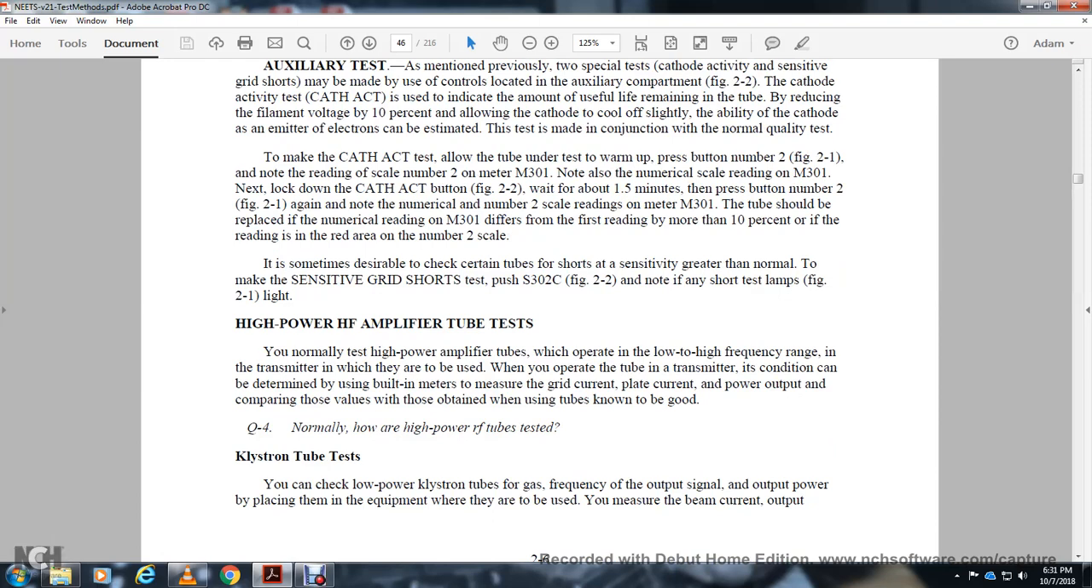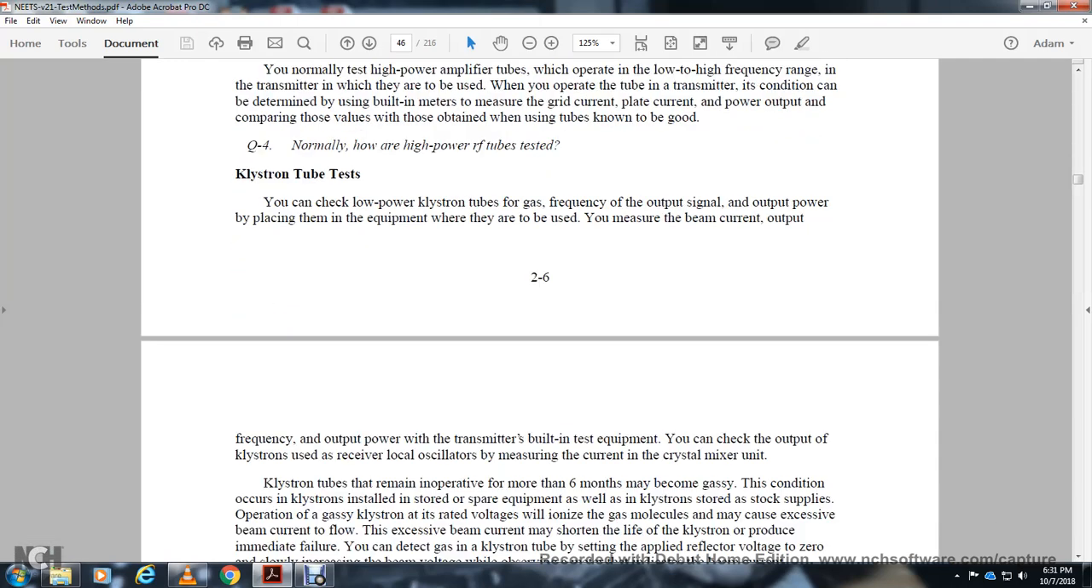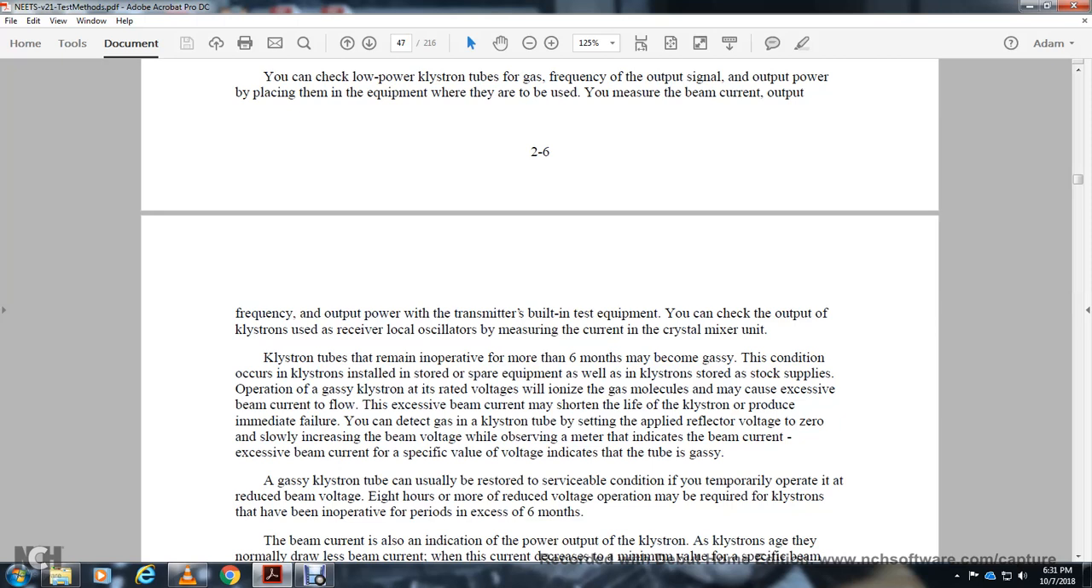The klystron tubes have to be checked with the lower power klystron tube for the gap and frequency output, for the signal output power. Measure the current and output frequency with the transmitter's built-in test equipment. You can check the output of the klystron in the receiver local oscillator with the crystal current measurement mixture unit.